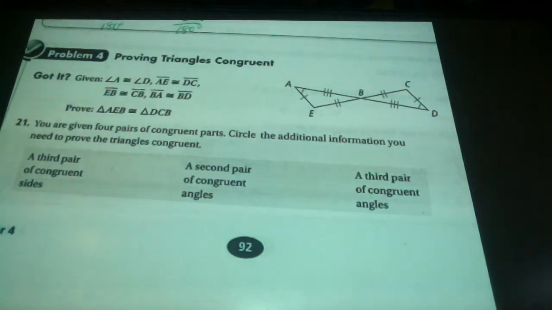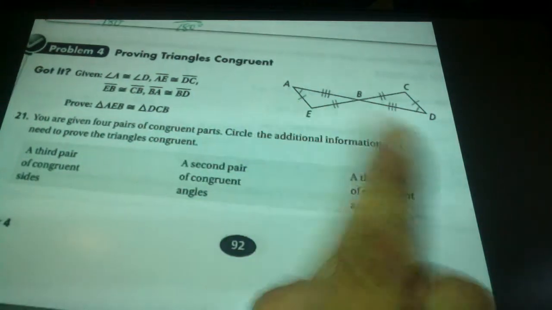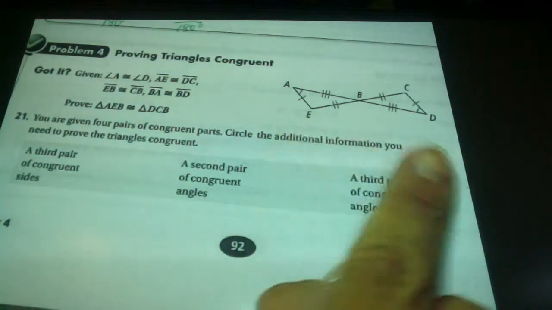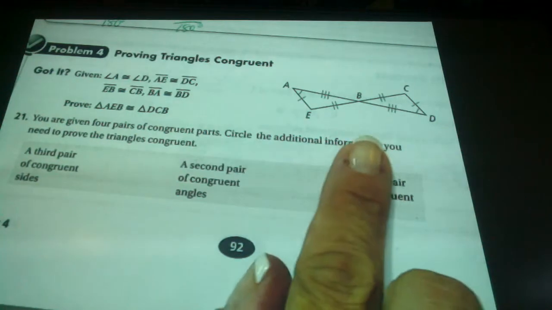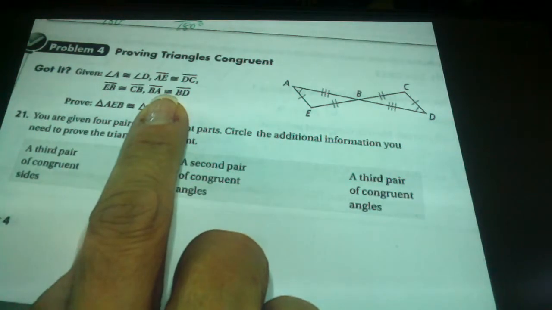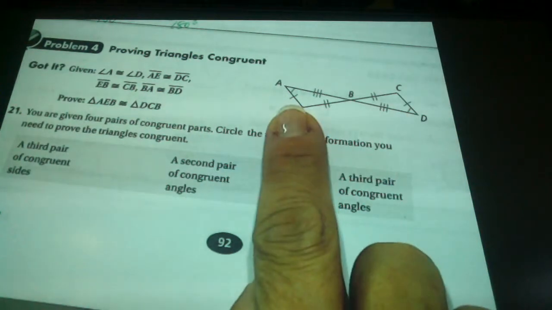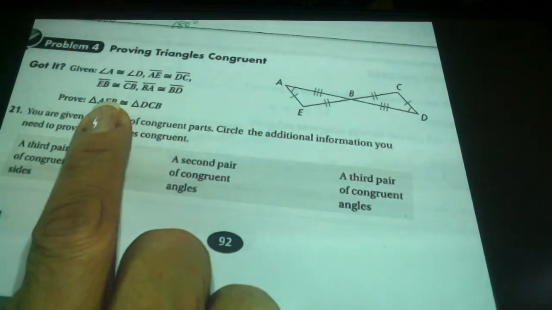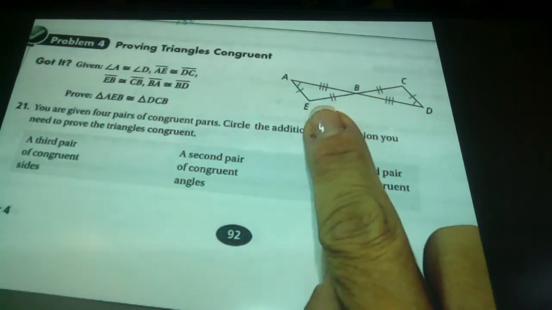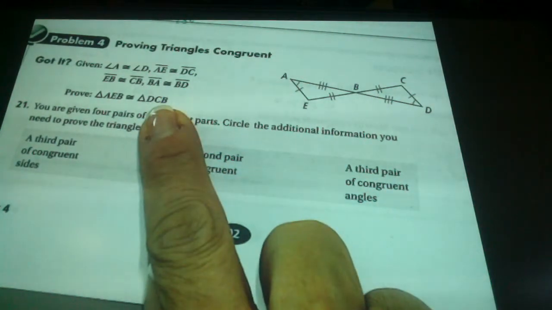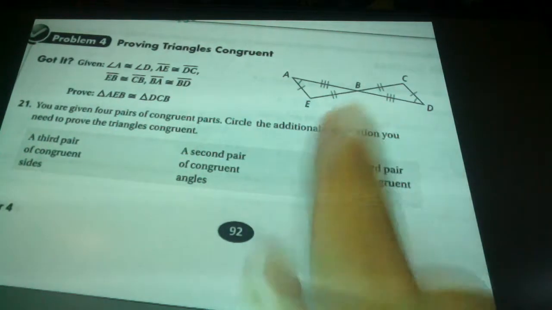All right, so look what they gave you. They gave you that angle A is congruent to angle D, and so they put an arc mark there. If they had not put an arc mark, you'd be putting an arc mark on the picture. So you always mark up your picture with this. Then they said that side AE is congruent to side BC, so you have single tick marks there. Side EB is congruent to side CB, so we have double tick marks there. And then side BA is congruent to side BD, so BA and BD have triple marks there.